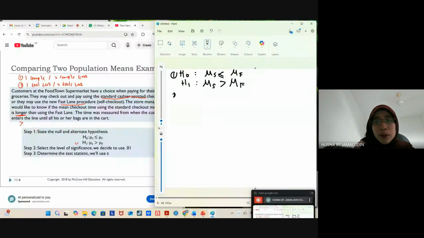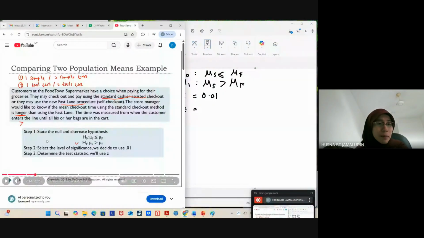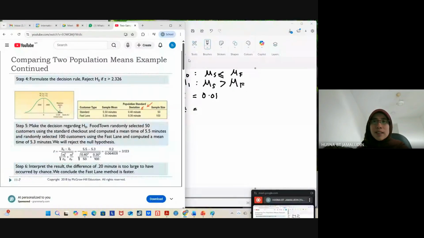So step number 2, remember you have 6 steps. Alpha. Alpha should be given in the question. At the moment the question is not complete, so don't worry about alpha so much. Here they decided to use 0.01. Step number 3, you know that you have to use your z, right? Because sigma is given. But what is the formula for z here? Of course, the z formula in one sample is different from the z for two samples. So this is the z.